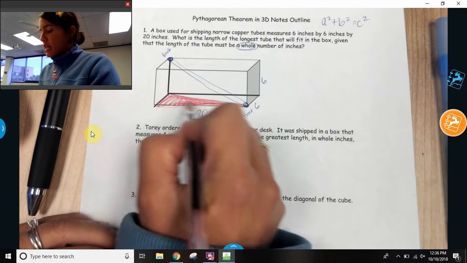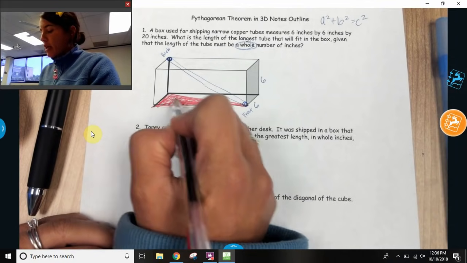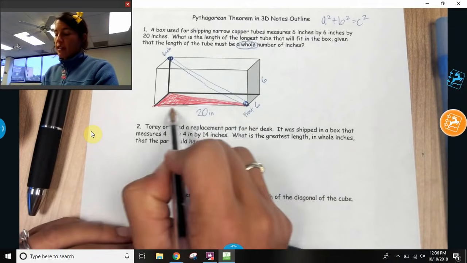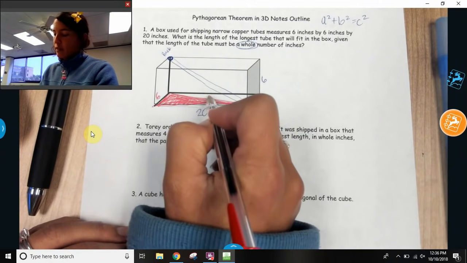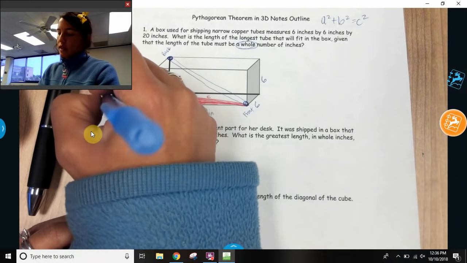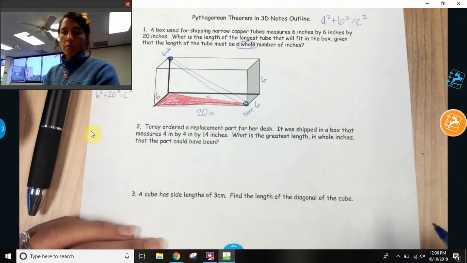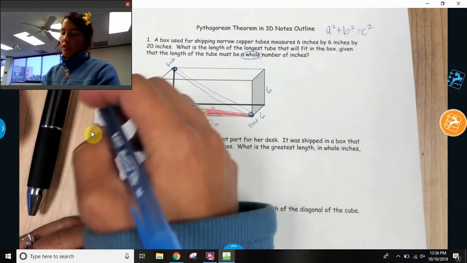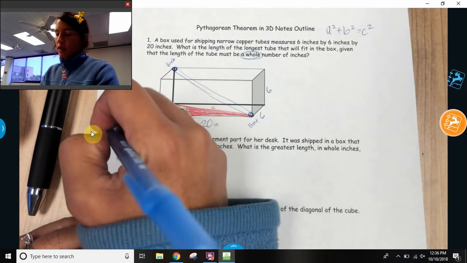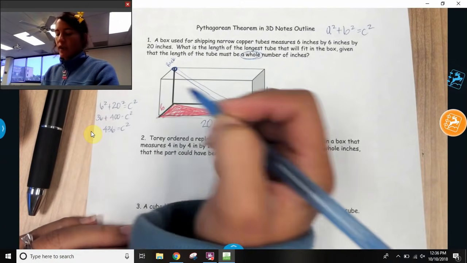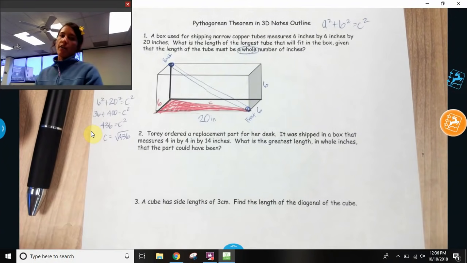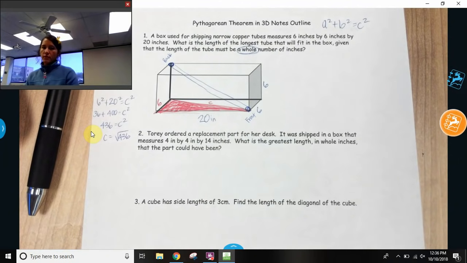You can see that I have made another right triangle. For this, I know that this leg is 20 and this leg is 6. This is the hypotenuse, so we can call that C. To find C, I would use 6 squared plus 20 squared equals C squared. So 36 plus 400 equals C squared, so 436 equals C squared. So C is the square root of 436. I'm just going to leave it like that for a minute.